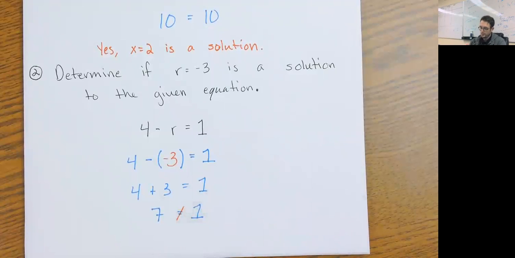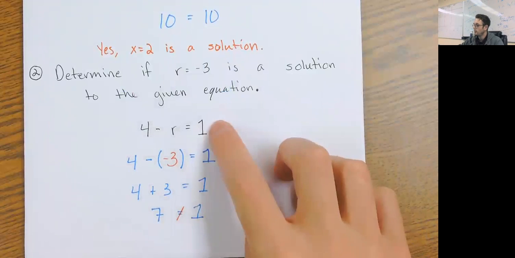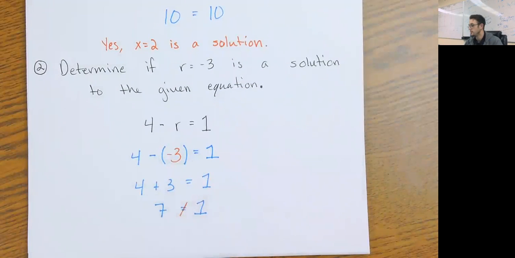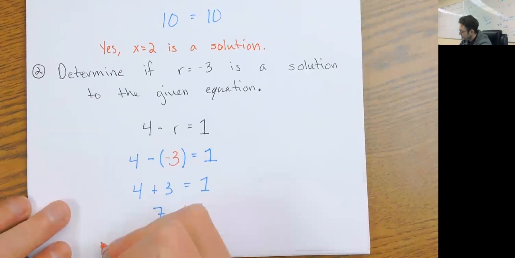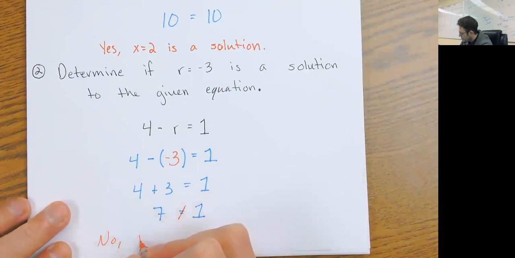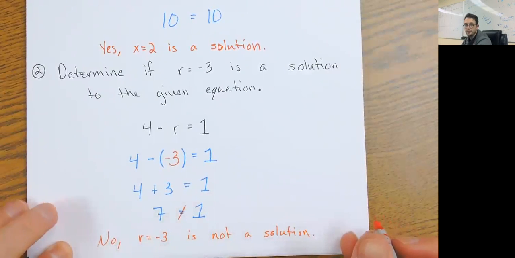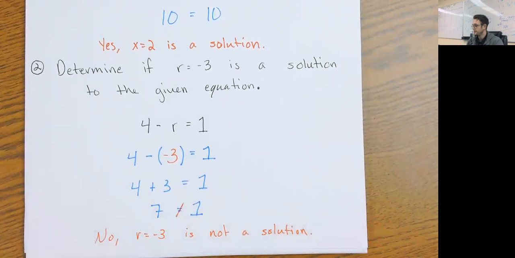I would strongly say that 7 does not equal 1. So when it comes to answering this question, yes or no, is r equals -3 a solution to the given equation, I would say no, because it did not end as an equivalent statement. It did not equal 1. When I plugged in -3, I did not get 1. I got 7, not equal. So I would say no. r equals -3 is not a solution. Okay, so that is the answer to number 2.